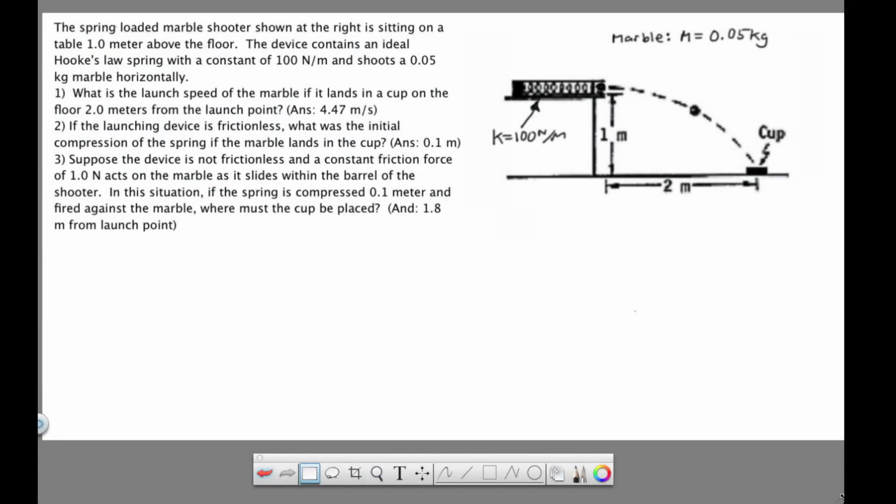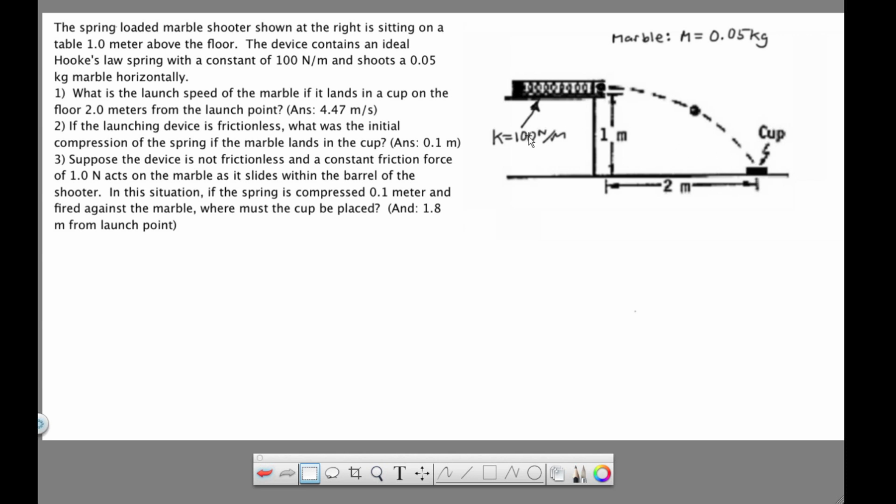All right, so here we have a spring-loaded marble shooter, and it's going to be launching this marble horizontally off the top of a table. The height of the table is 1 meter, and the marble lands 2 meters away from the edge of the table in this cup here.